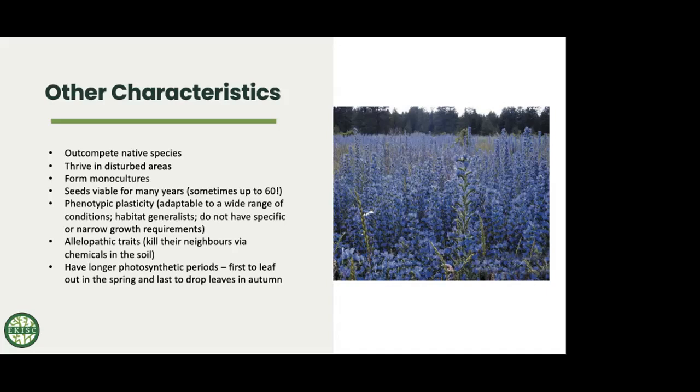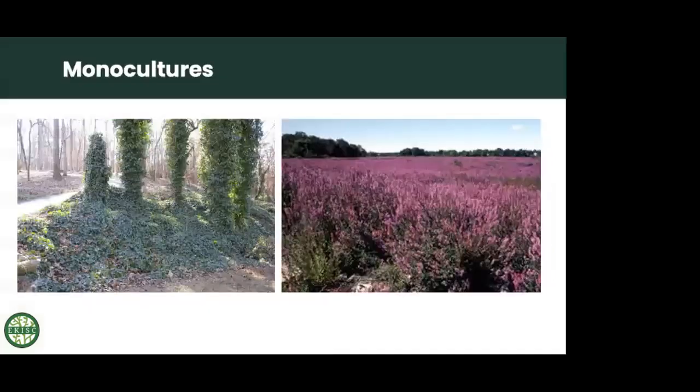We also have here, they might have longer photosynthetic periods. So they're often the first to leaf in spring and then the last to drop leaves in autumn. Just gives them a lot of time to spread around. So monocultures are something that form with invasive species. If you see a field that's completely one color or looks like a lot of the same kind of plant, you might be looking at a field of invasive species. So it creates a lack of ecosystem biodiversity, a loss of food sources and habitat.